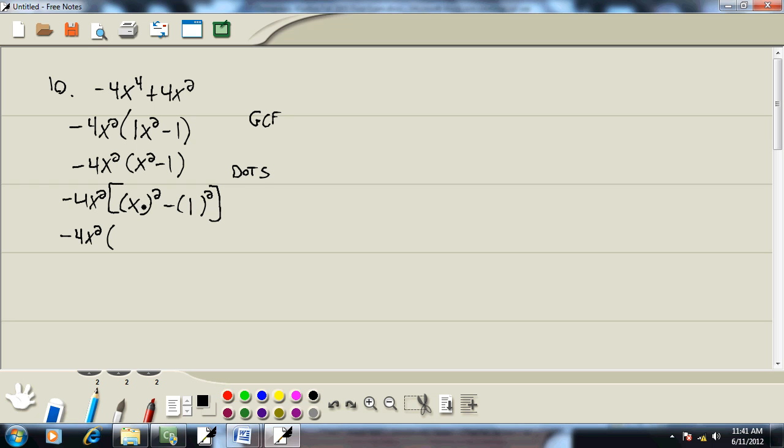Since we're able to write it as something squared minus something else squared, our difference of 2 squares says we take what's inside our first set of parentheses, we add what's inside our last, and we take what's inside our first and we subtract what's in our last. And that would be our answer.